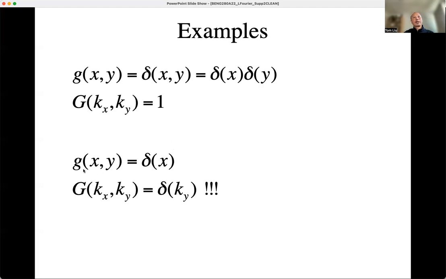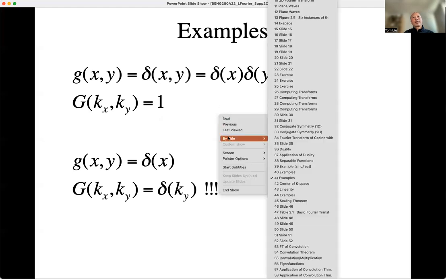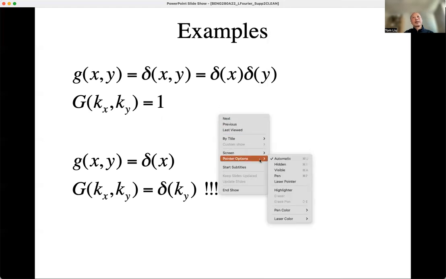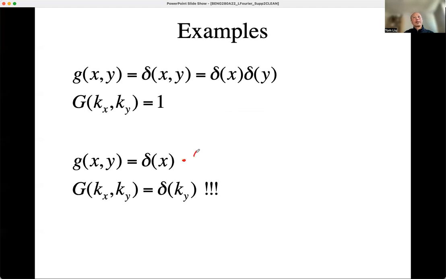This is sort of tricky. What if g of x,y equals delta of x? Well, this is actually g of x,y equals delta x times 1. So to do this, delta of x goes to 1, and the 1 would go to my delta ky. So the product of these is delta ky. So that's sort of a trick question there.